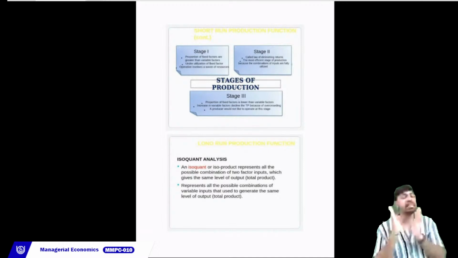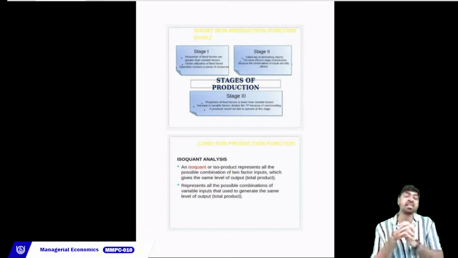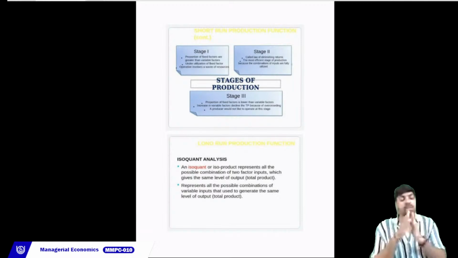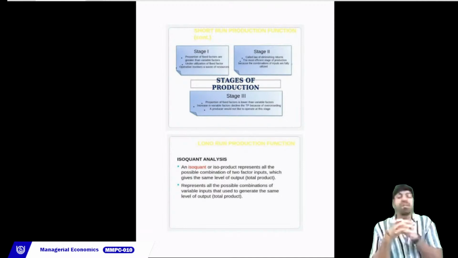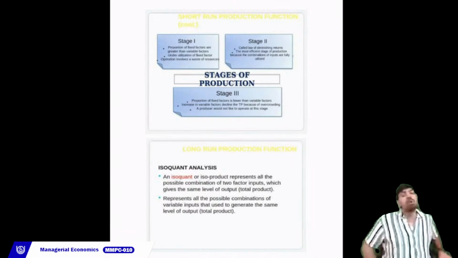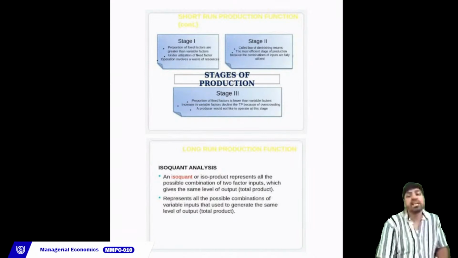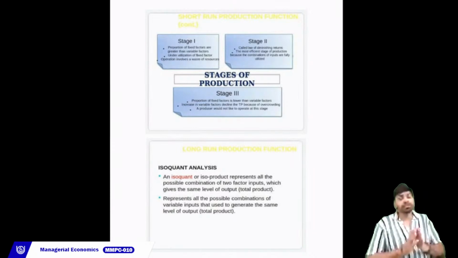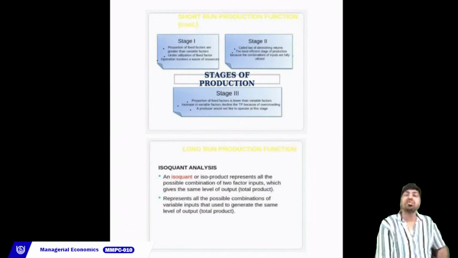Stage 1 and stage 2 are very much profitable, but stage 3 is not profitable, as the total output, average output and marginal output are all affected: both average and total product are declining and marginal product has become negative, and none of the producers and manufacturers would like to operate at this stage. That is stage third.